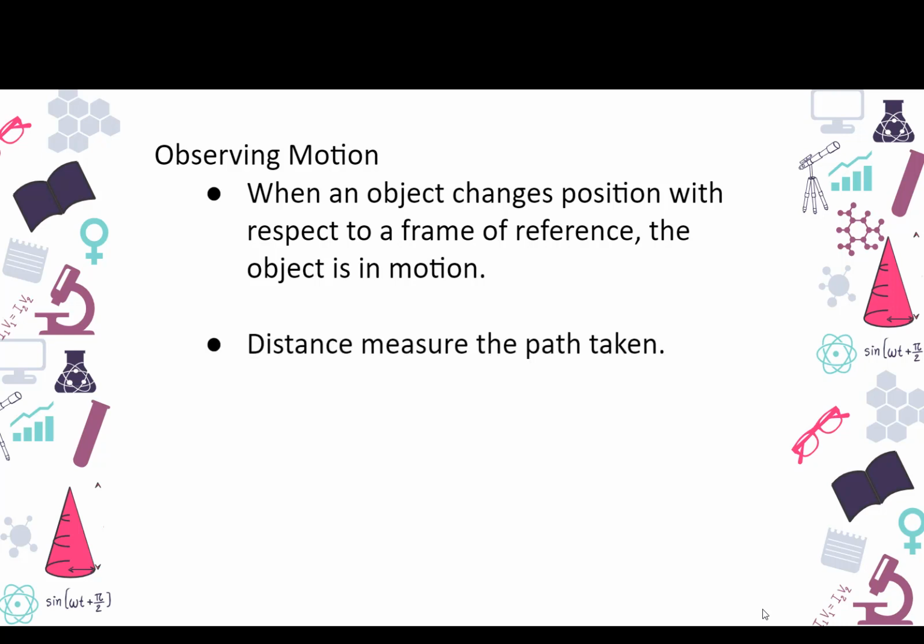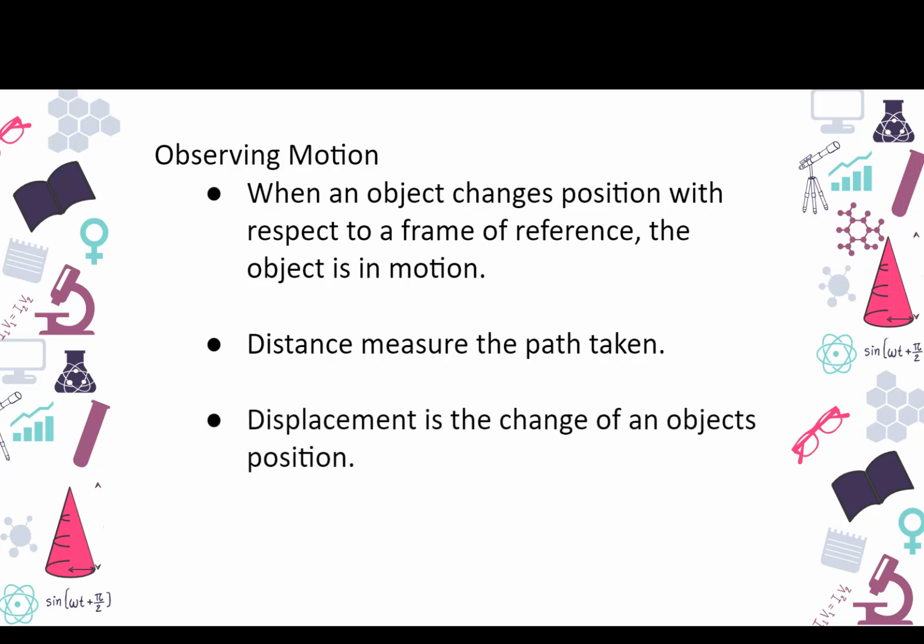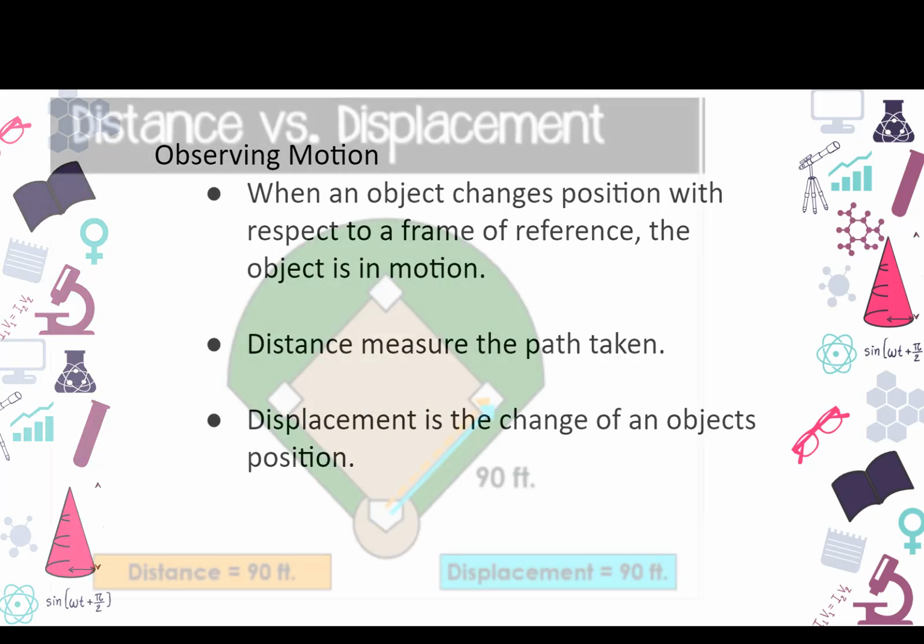Now, distance is the measure of the path taken. If I want to talk about how far it is from my house to the school, then that would be the distance I am from the school, and it measures the path I take to school. Displacement is when we change an object's position. So let's talk about the difference between distance and displacement.